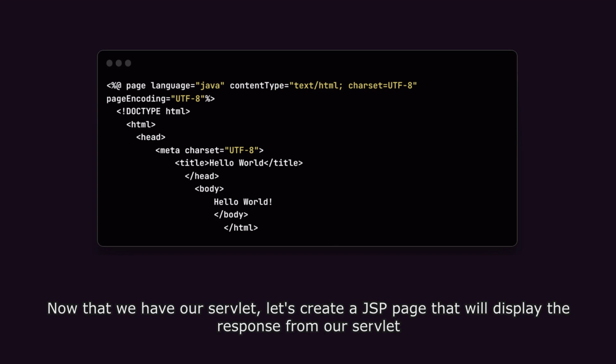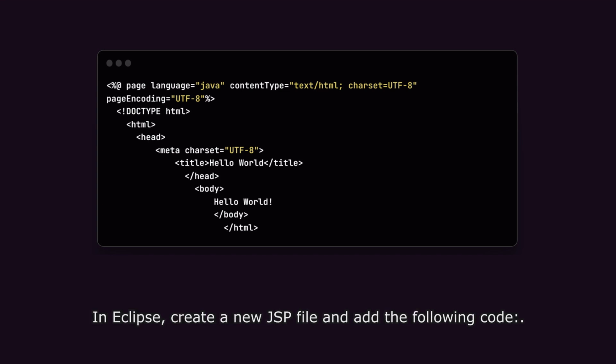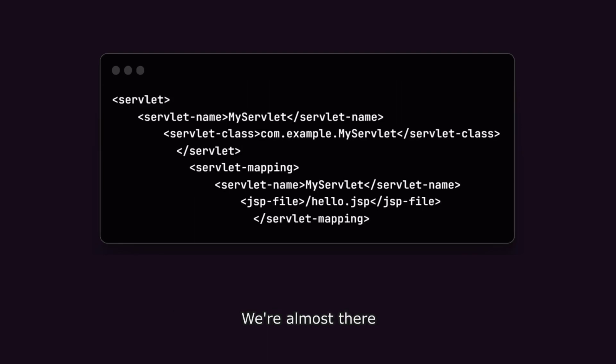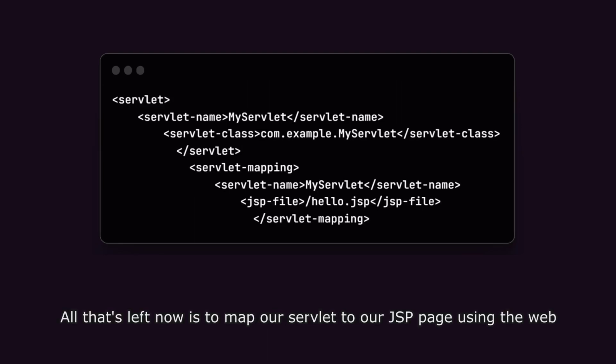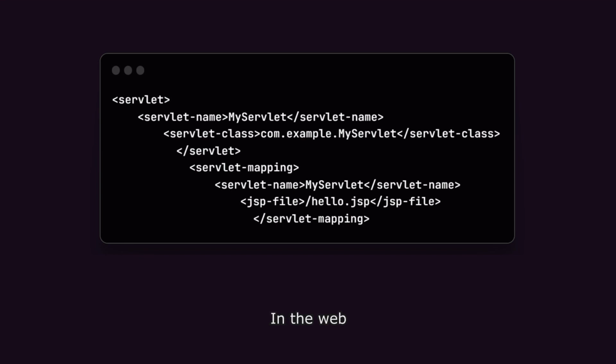Now that we have our servlet, let's create a JSP page that will display the response from our servlet. In Eclipse, create a new JSP file and add the following code. We're almost there. All that's left now is to map our servlet to our JSP page using the web.xml file. In the web.xml file, add the following code.